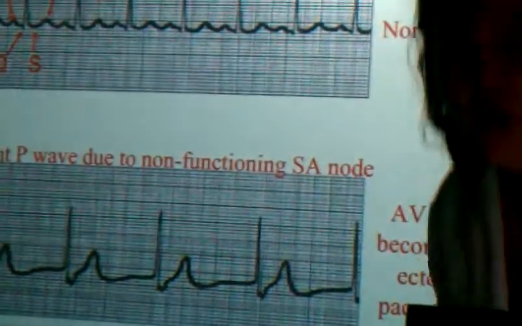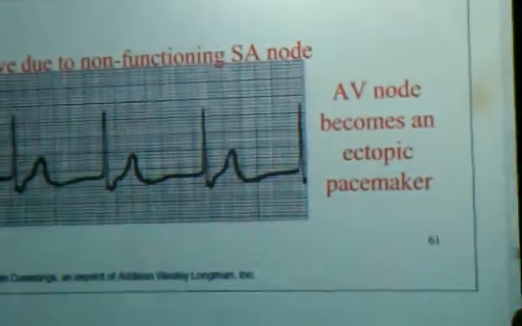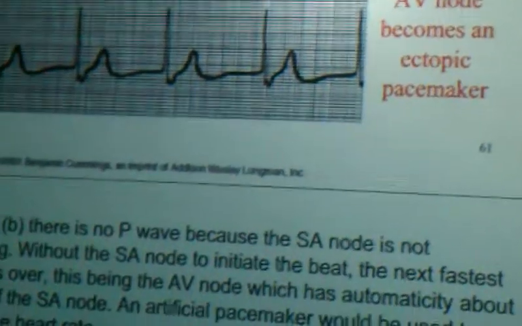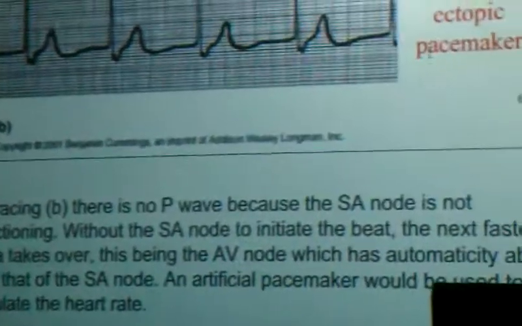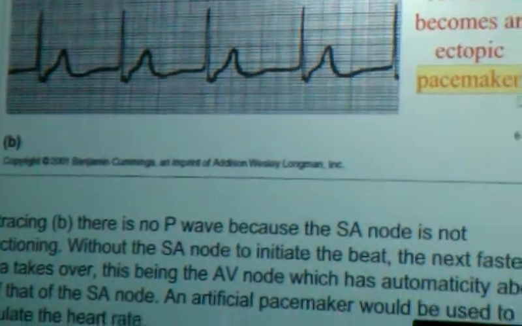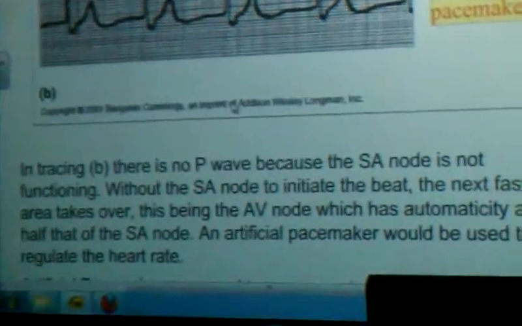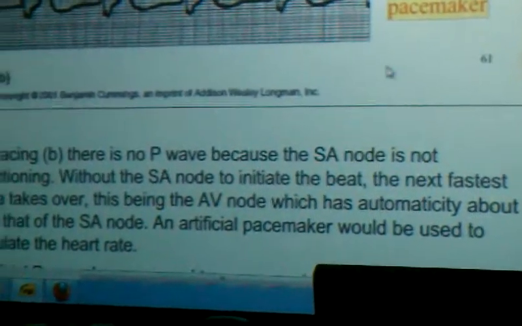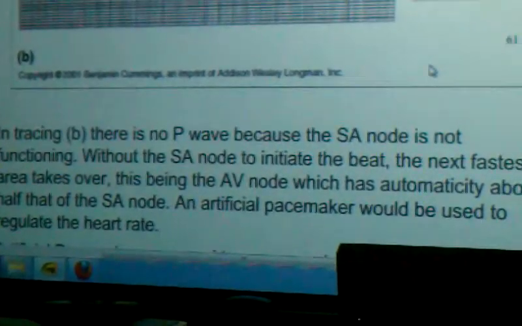The SA node very often can be damaged. If that happens, the AV node will take over. Now, notice this word here, pacemaker. That's the name given to your SA node because it is actually determining your heart rate. It is the natural pacemaker of the heart.